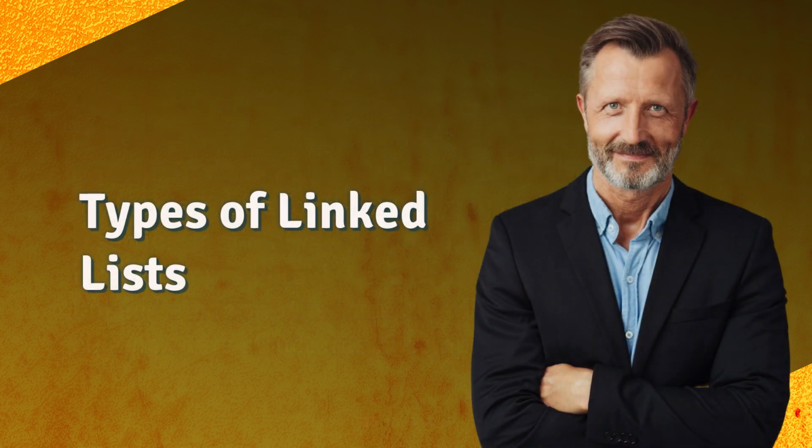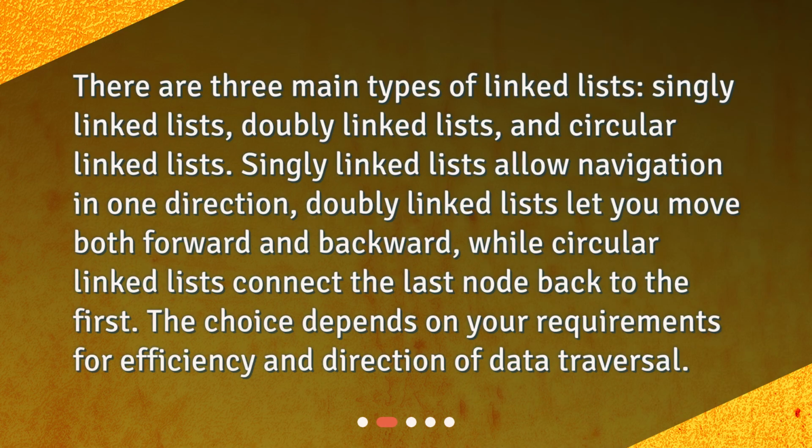Types of linked lists. There are three main types of linked lists: singly linked lists, doubly linked lists, and circular linked lists. Singly linked lists allow navigation in one direction. Doubly linked lists let you move both forward and backward, while circular linked lists connect the last node back to the first. The choice depends on your requirements for efficiency and direction of data traversal.